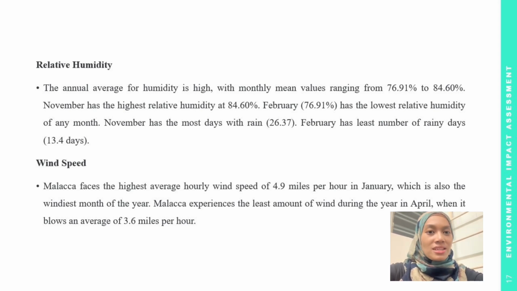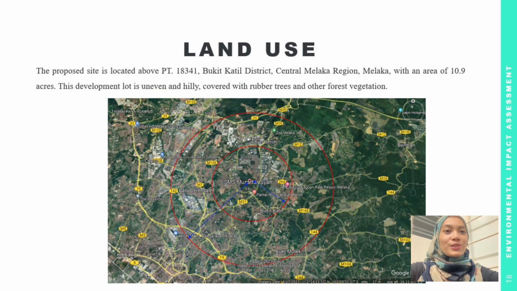For the wind speed, Malacca faces the highest average hourly wind speed of 4.9 miles per hour in January, which is also the windiest month of the year. Malacca experiences the least amount of wind during the year in April, where it blows an average of 3.6 miles per hour. So next, we are going to see the land use.